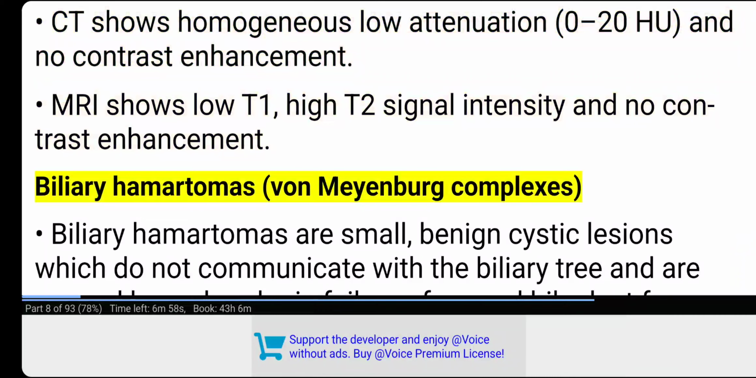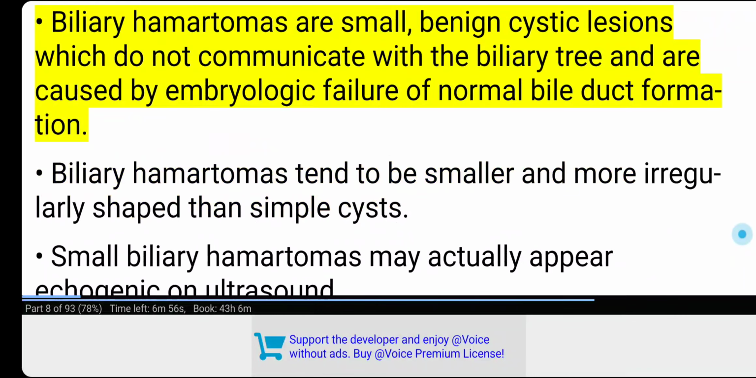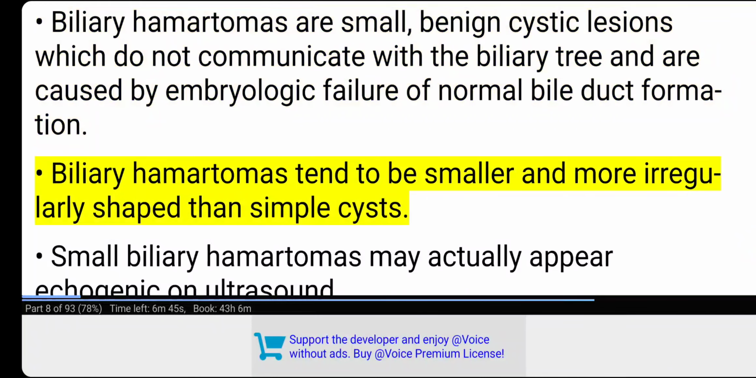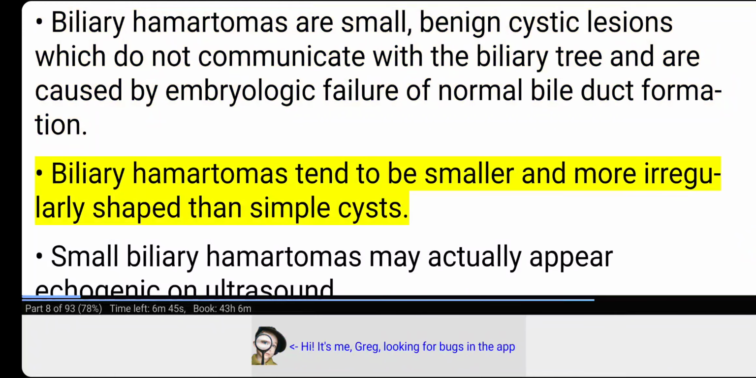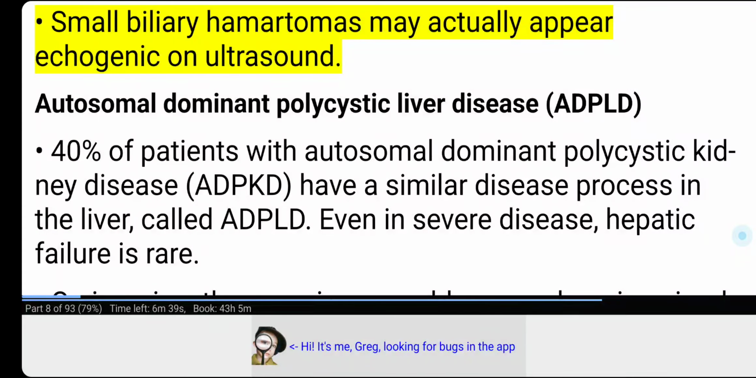Biliary hamartomas, von Meyenburg complexes. Biliary hamartomas are small, benign cystic lesions which do not communicate with the biliary tree and are caused by embryologic failure of normal bile duct formation. Biliary hamartomas tend to be smaller and more irregularly shaped than simple cysts. Small biliary hamartomas may actually appear echogenic on ultrasound.